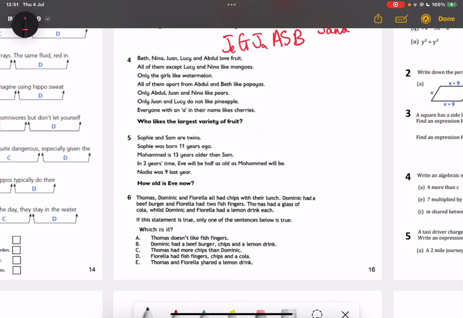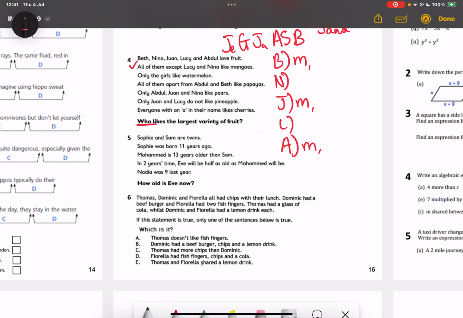Because it's asking who likes the largest variety of fruits, we're going to be writing down the first letter of each person's name. So B, N, J, L, and A. And then we're going to be writing down each of the fruits they like, and whoever likes the most will be our answer. So all of them except for Lucy and Nina like mangoes. So Beth likes mangoes, Nina doesn't, Juan does, Lucy doesn't, and Abdul does. Okay. Next, so we've done this first one.